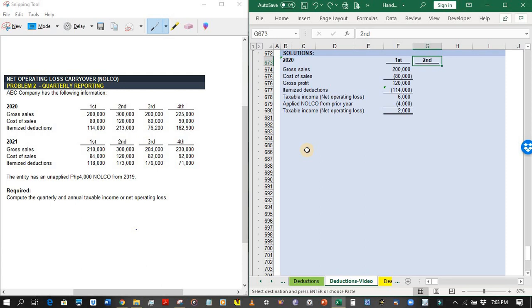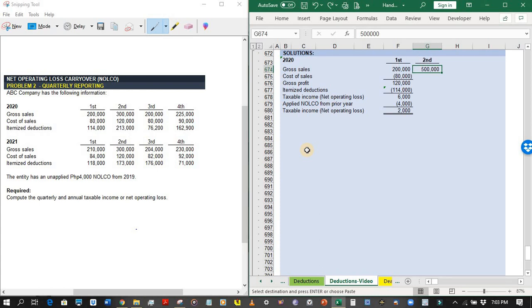That is why when we report gross sales for the second quarter filing, it doesn't mean that the gross sales we report only include the gross sales during the second quarter. Cumulative means that the gross sales to be reported must be the gross sales generated starting from the first quarter, including the second quarter. So the cumulative gross sales is 500,000 pesos, that is 200,000 plus 300,000 pesos.